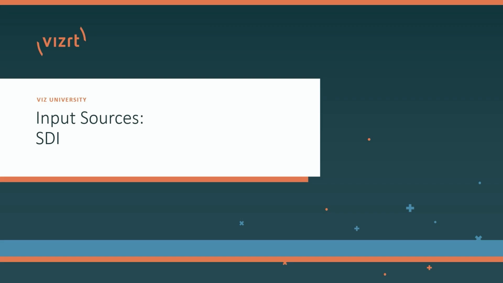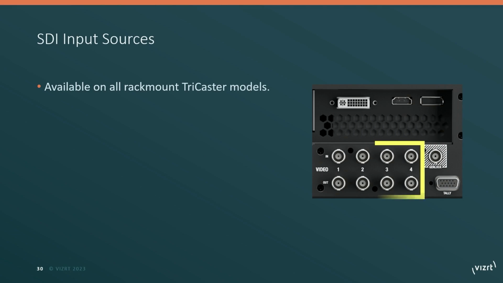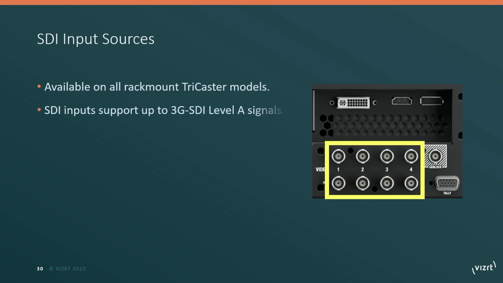Another input type that you may be using is SDI, and this is a very common video format if you're working in a broadcast environment. Now, all rack mount style TriCaster systems have SDI ports available on the back of the unit. If you look, you'll find a number of SDI inputs and outputs. Now, all of these SDI connectors support up to 3G SDI level A signals.